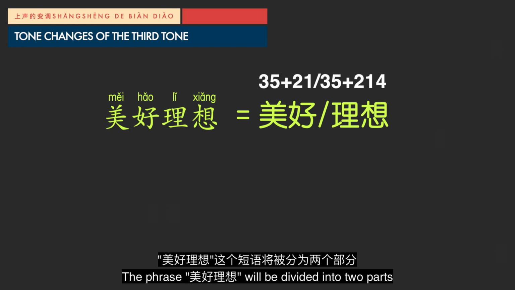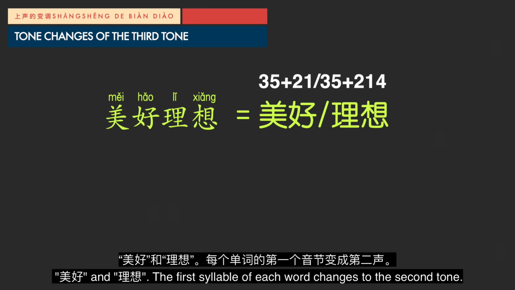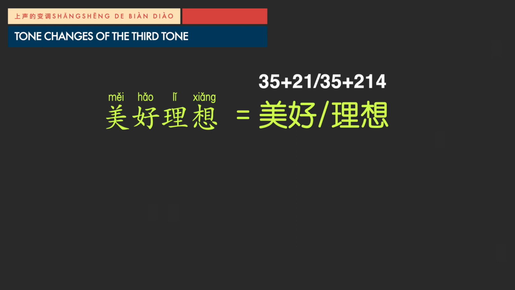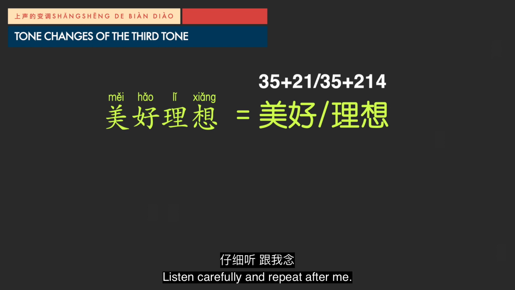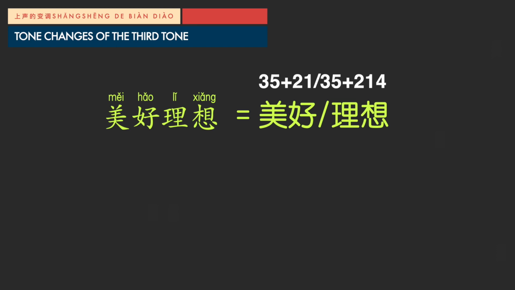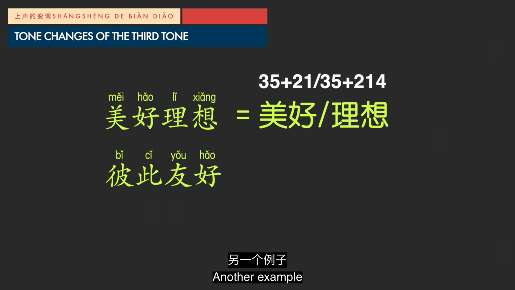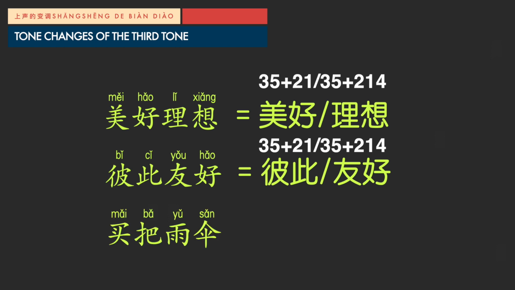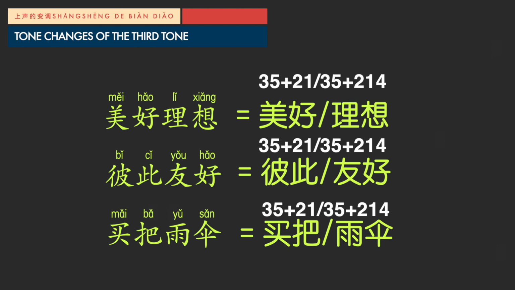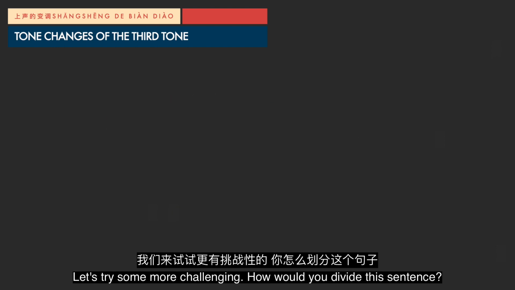The phrase 美好理想 will be divided into two parts, 美好 and 理想. The first syllable of each word changes to the second tone. The second syllable retains the third tone, with the 好 being in the middle of speech flow. So only the first half of third tone is pronounced. Listen carefully and repeat after me. 美好理想，美好理想，美好理想. Another example. 彼此友好，彼此友好，彼此友好。买把雨伞，买把雨伞，买把雨伞. Let's try some more challenging.